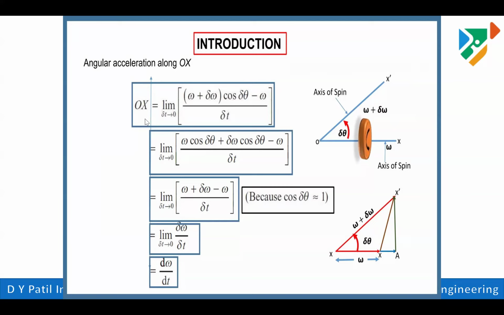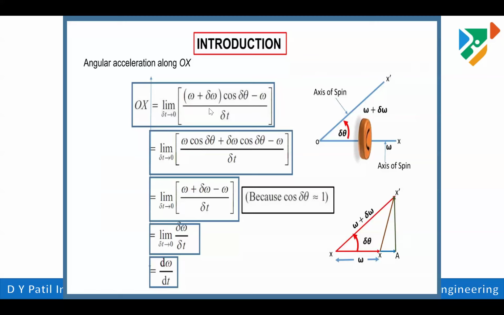Now if I write along Ox, taking the limit with respect to time as delta t tends to 0, you can write omega minus (omega plus delta omega) cos delta theta minus omega delta theta. Now, what is this d theta by dt? It is the rate of change of angular displacement with respect to time. So we are calculating the angular acceleration about Ox. Omega is the initial value, and after the change it will be omega plus delta omega, which we define with respect to theta and time.